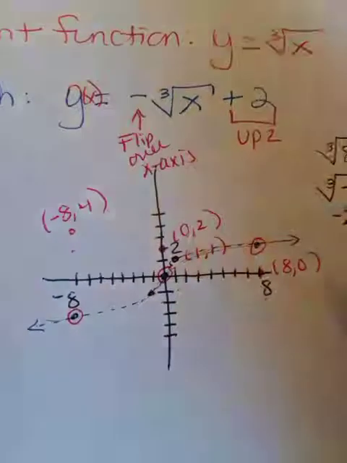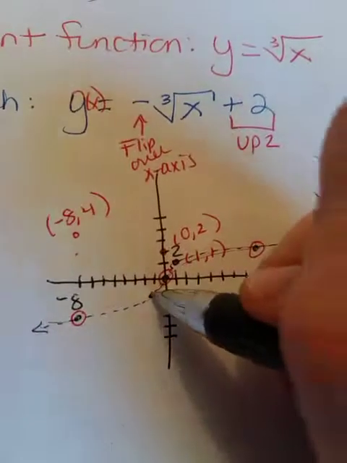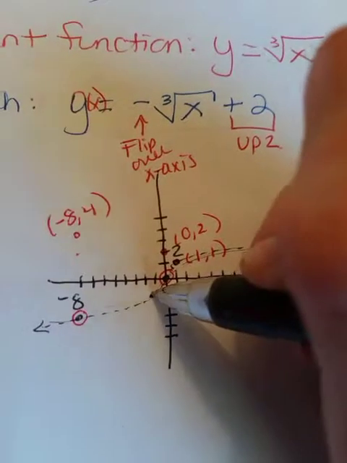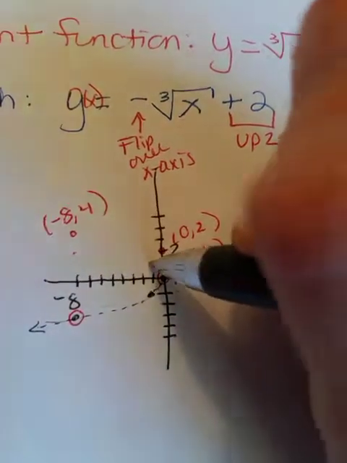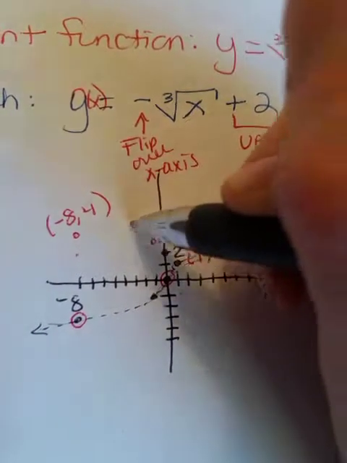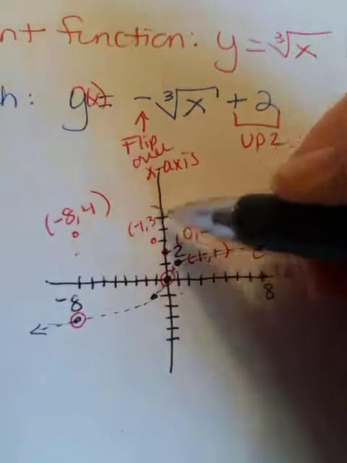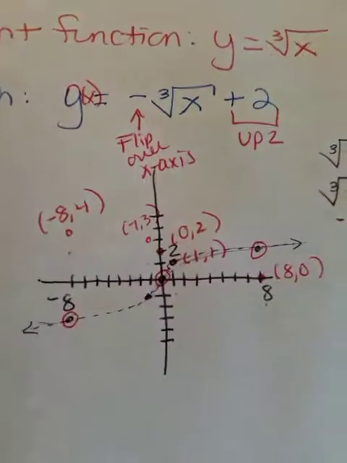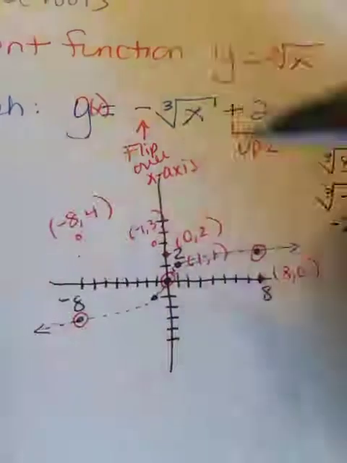So 1, 1. Negative 1, 1. Negative 1, negative 1. You flip it over the x-axis, and then you go up 2. So you end up at the point negative 1, 3. All right, these are usually the most challenging ones for people.